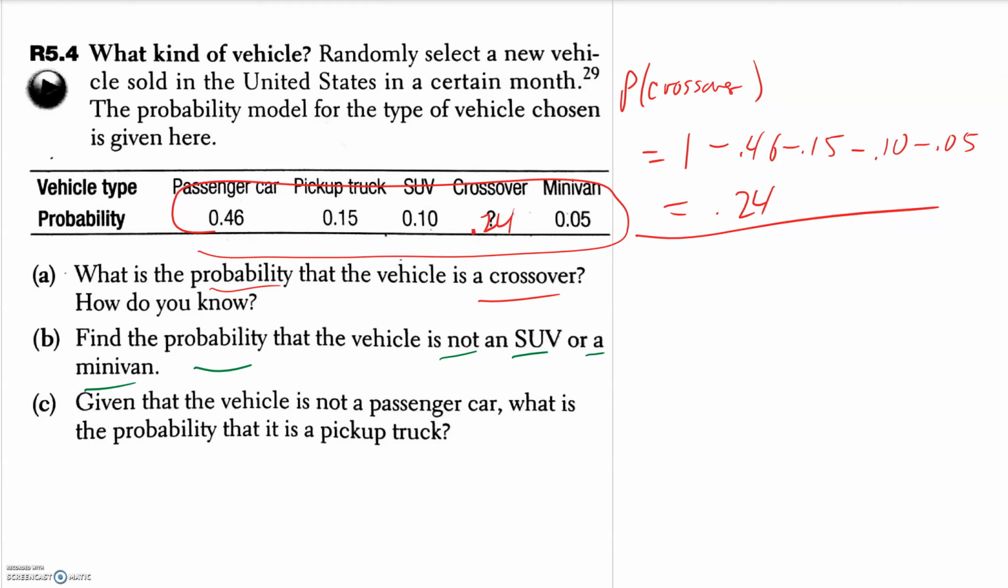Perfect. All right, second part, part B, find the probability that the vehicle is not an SUV or a minivan. Okay, so not an SUV and not a minivan. So we'll just go 0.46 plus 0.15 plus 0.24. And that should be a 0.85.